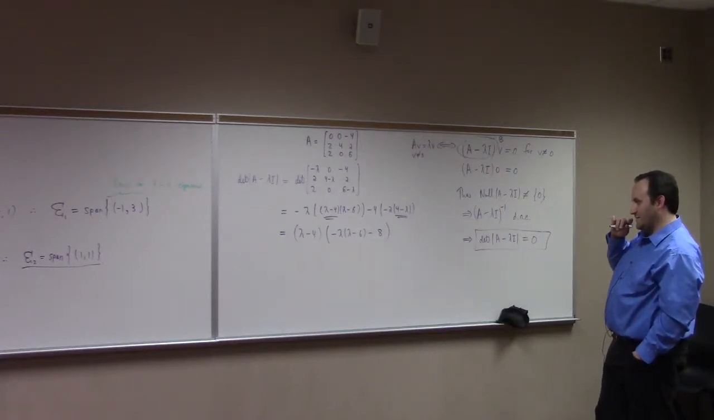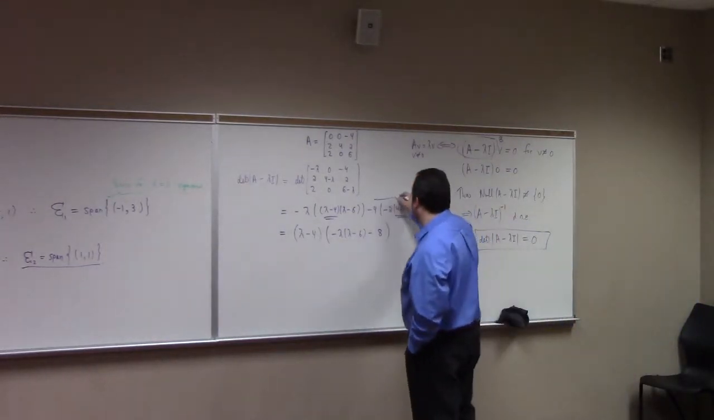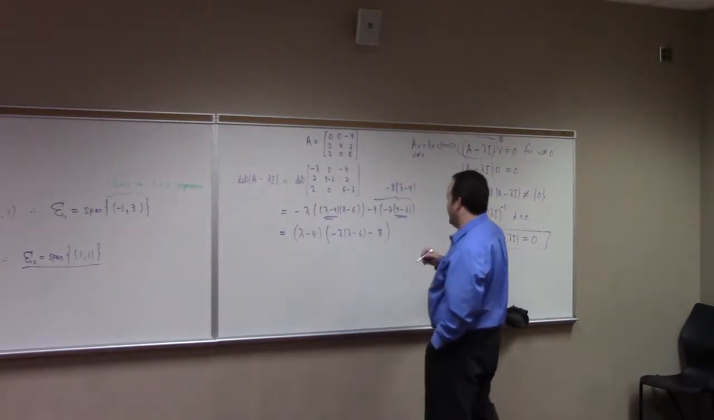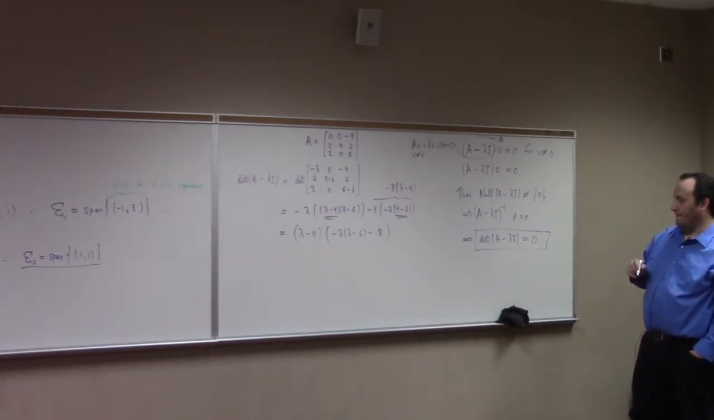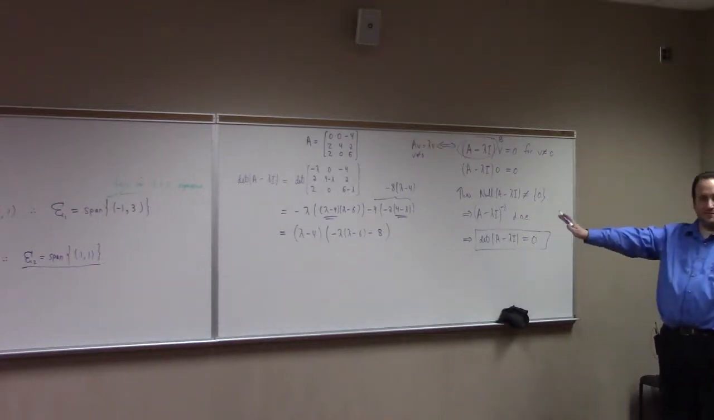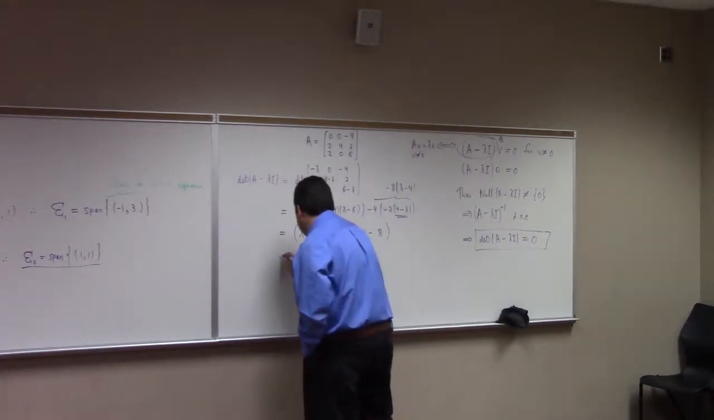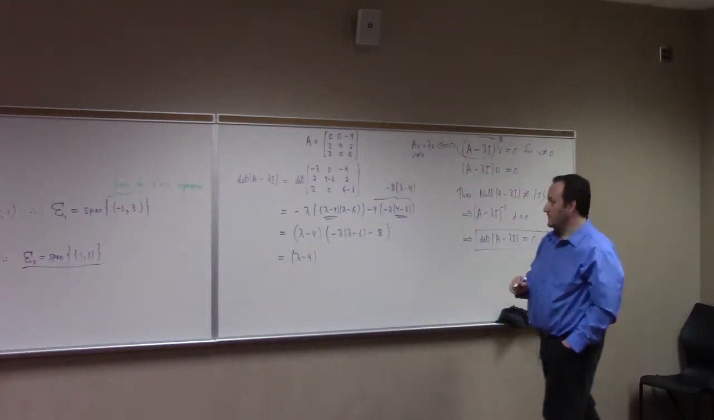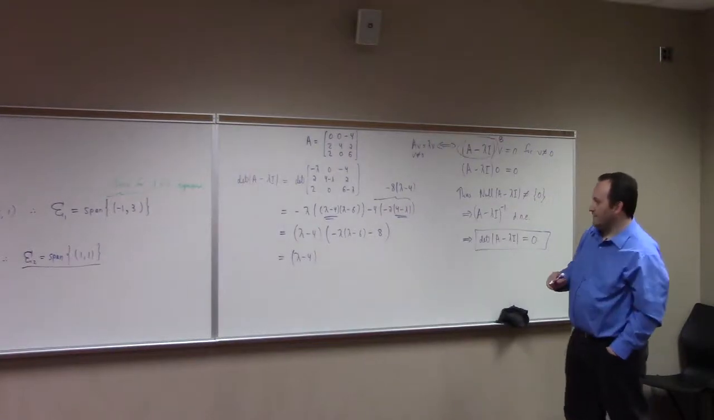Could be wrong about that. Is that plus 8 or minus 8? Let me rewrite this. This is minus 8 times lambda minus 4, right? Okay, I believe. Okay. And then what? What'd I do? Okay.